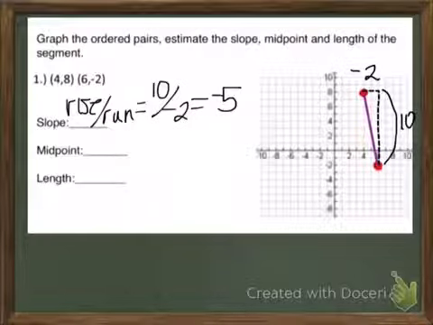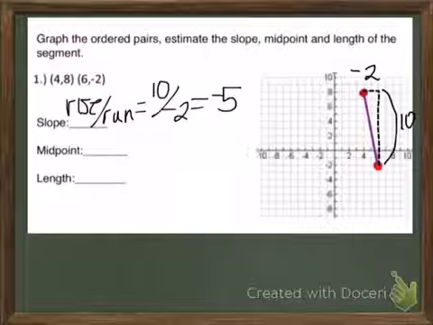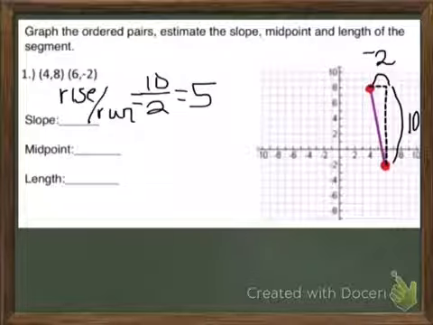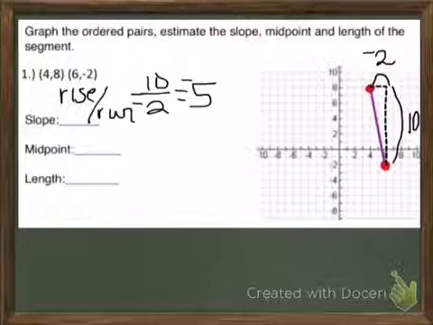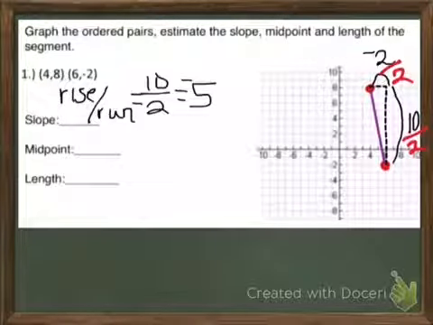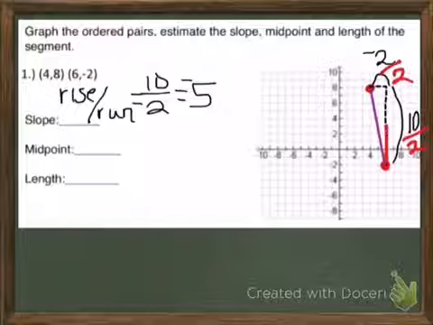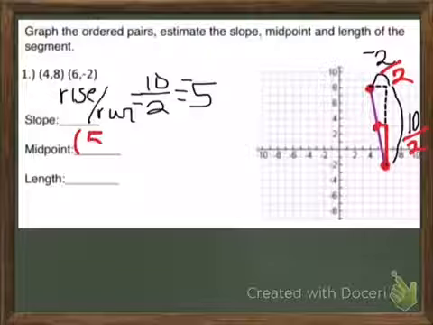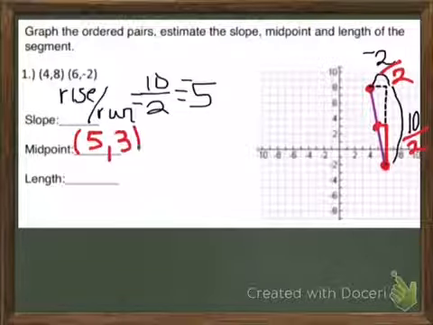Next, we want to estimate our midpoint. So to estimate the midpoint, again we're going to take our rise and our run. Our rise and run is 10 and -2, and midpoint means in the middle. So if we halve the rise and halve the run, our midpoint is going to be rise 5, run 1. So our midpoint would be here. So our midpoint would be (5, 3) if we name the x-coordinate and then the y-coordinate.